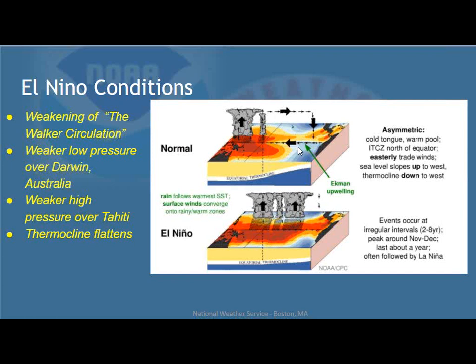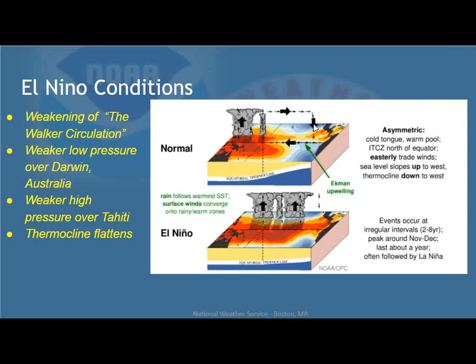So where the ocean temperatures are warmer to the west near the maritime continent and Australia, you tend to have stronger areas of low pressure that produce more rainy conditions. And then meanwhile, off the west coast of South America, where the sea surface temperatures are colder, there tends to be sinking air aloft that suppresses rainfall and produces high pressure.